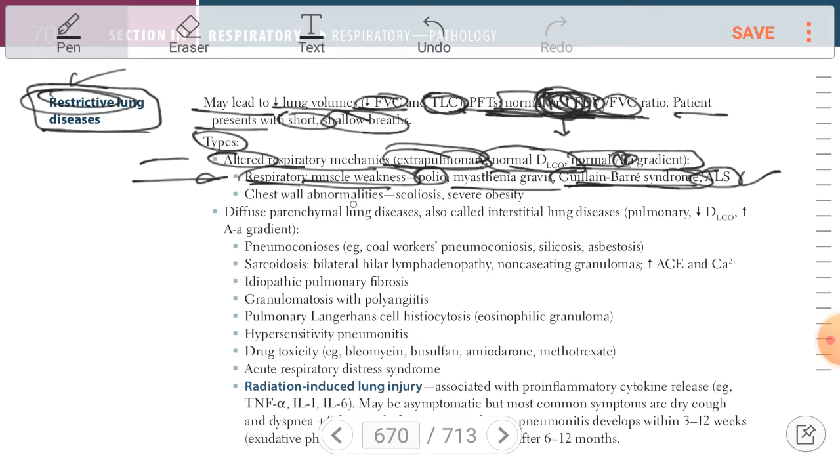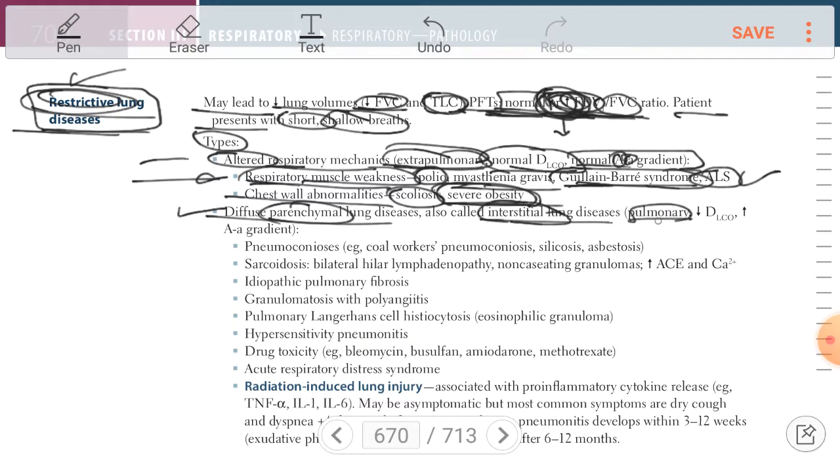Then the next one, chest wall abnormalities like scoliosis, bending of the vertebrae. Then severe obesity. There is compression from the outside of the lung because of this obesity, leading to decreased expansion of the lung. So it's restrictive lung disease. Then the next one, from inside, effect on the alveoli. So diffuse parenchymal lung disease, inside the lung, is called interstitial lung disease.